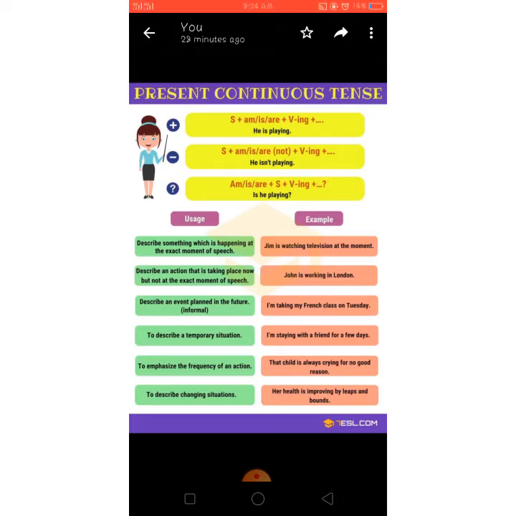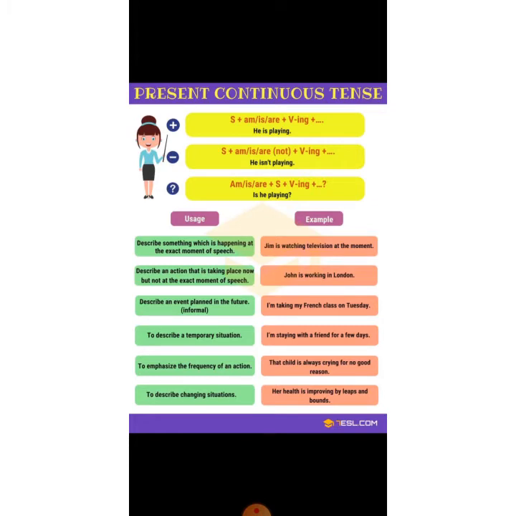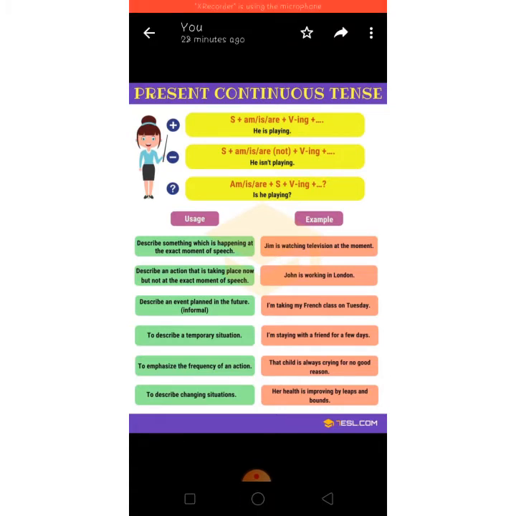Okay, number 3, describe an event planned in the future. Boleh juga guna untuk future tense. Okay, benda yang kita akan buat. Okay, next week ke, I'm going to my friend's house tomorrow. Okay, I'm taking my French class on Tuesday. So, hari Selasa ni dan ambil kelas French.